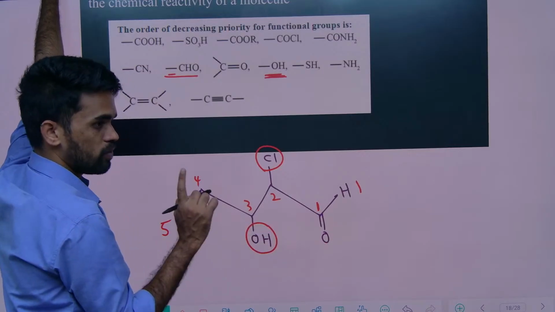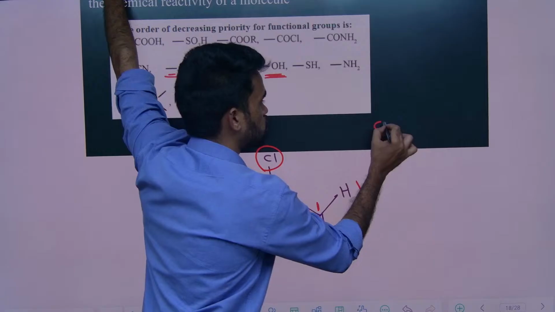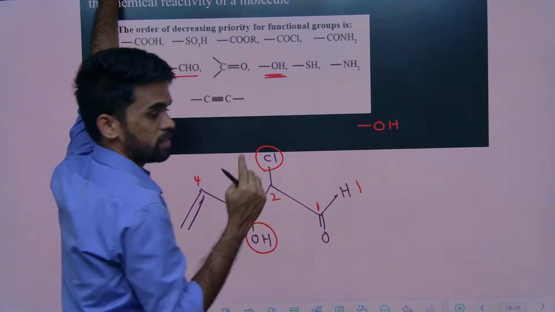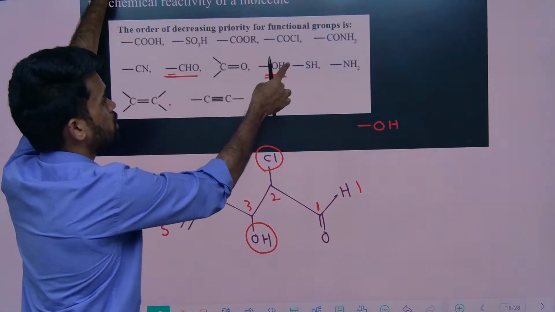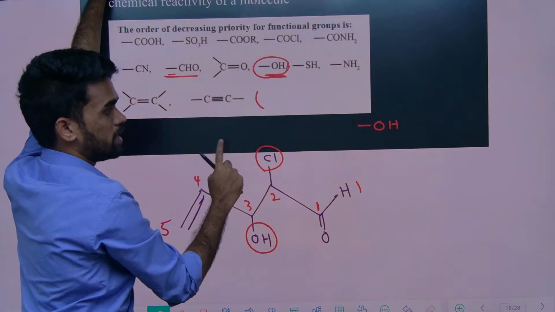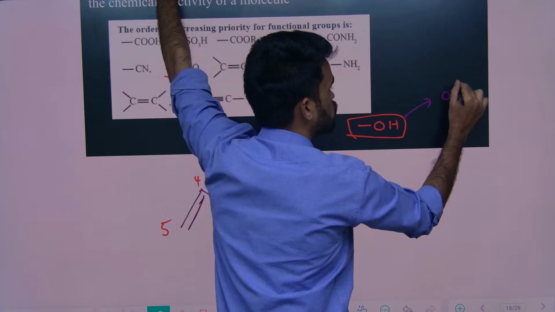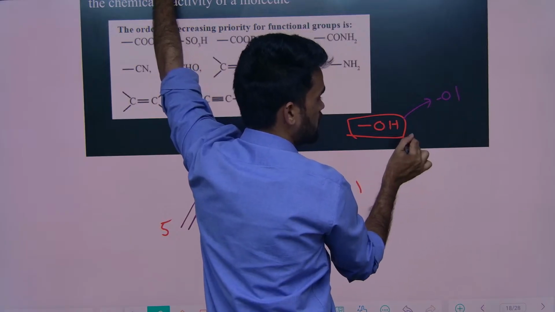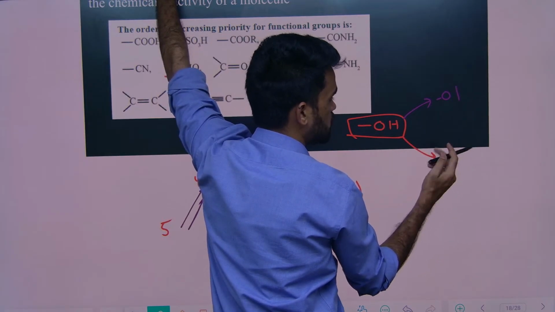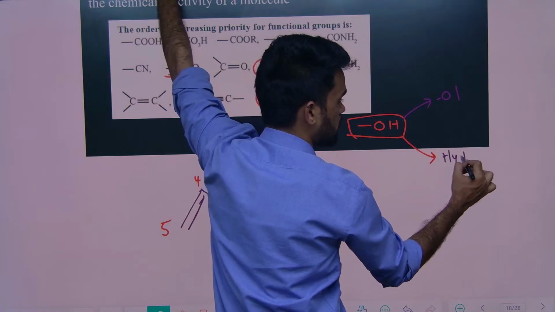Okay, yeah. One more thing. See, sometimes the OH group might be the principal functional group. In that case, if the OH group is taken as a suffix, it should be called ol. It means the suffix should be ol. Okay, if we are writing this in the prefix form, you should mention it as hydroxy. What you should write? Hydroxy.